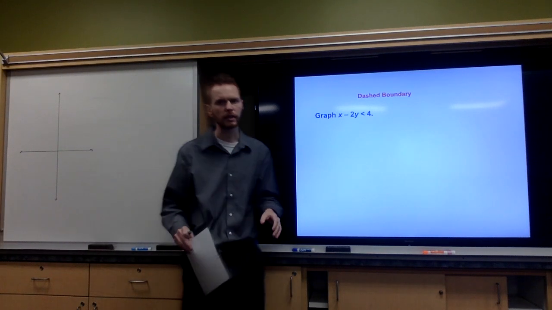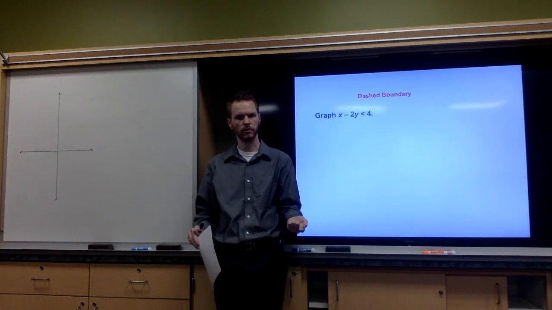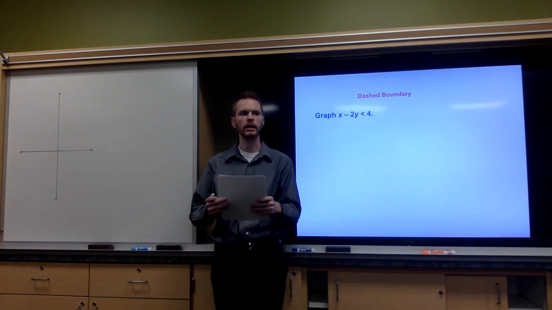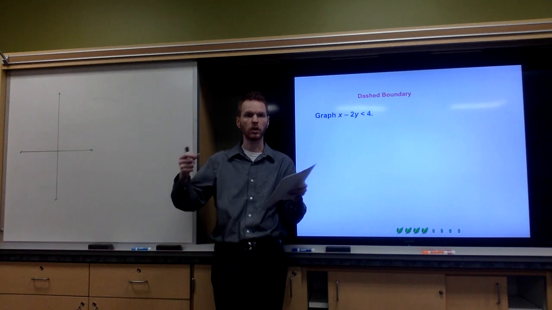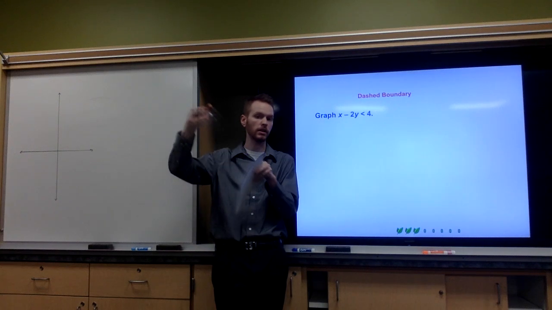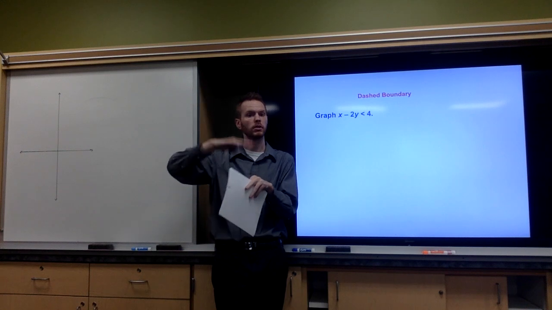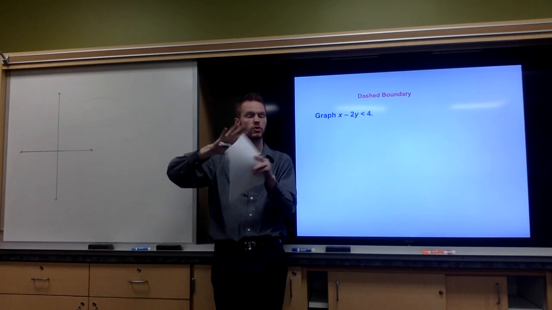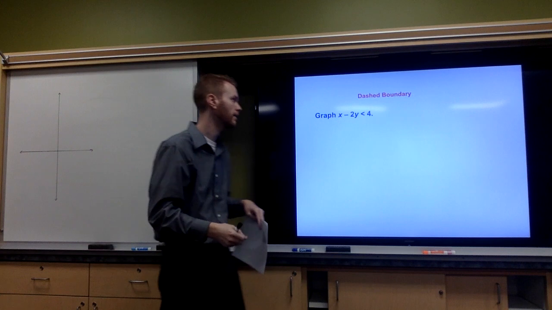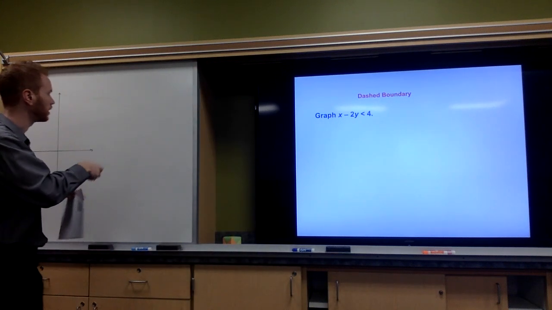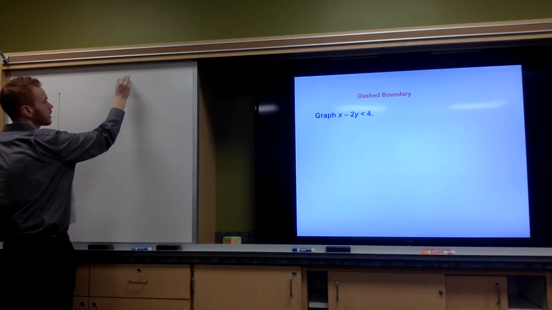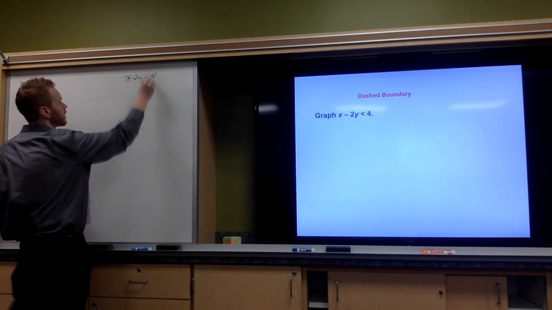Remember, an inequality has more than one answer, right? So if we're looking at graphing this, we're not looking at answers that are directly on the line. Sometimes we are. But we're looking at answers that are above or below that line, and what solutions can satisfy this. So take a look at the first one here. x minus 2y less than 4.